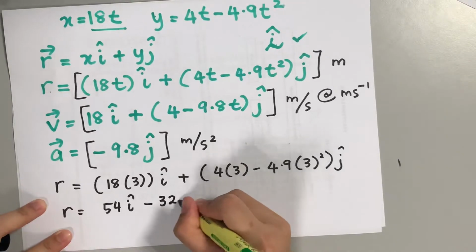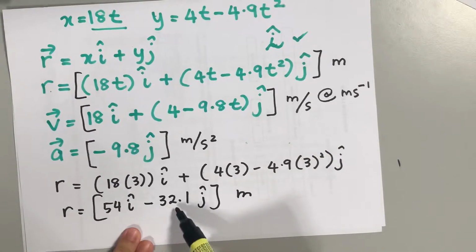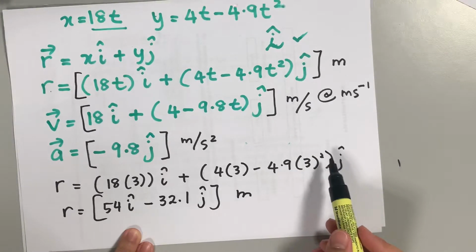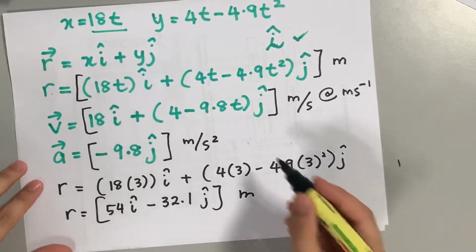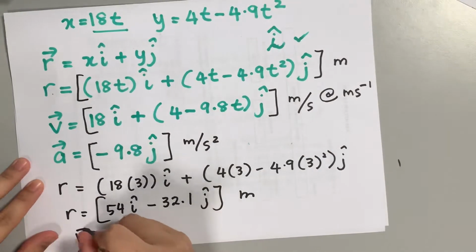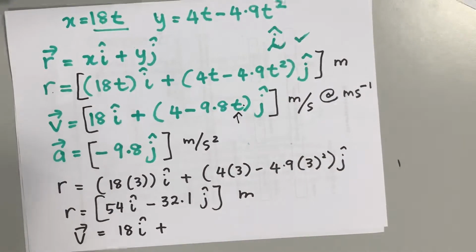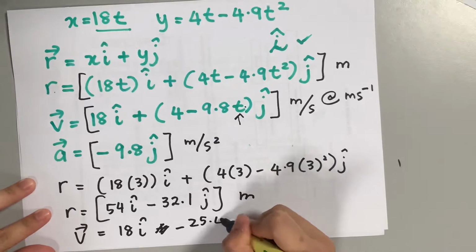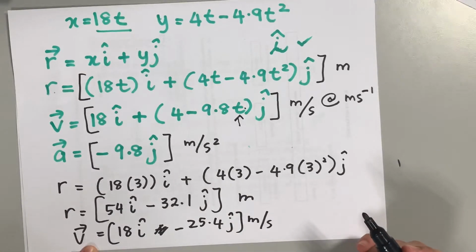minus 32.1 j. Done. How you get negative 32.1? You just calculate this one. If you don't know how to calculate manually using your brain, you just use a calculator. It's easy peasy. Then for v, v is equal to 18i plus substitute 3 inside here. Sorry, negative 25.4 j meter per second. That's answer for velocity vector.